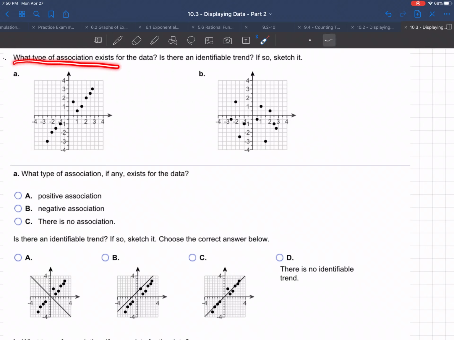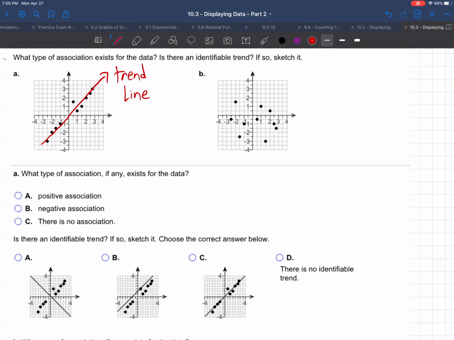What type of association exists for the data? Is there an identifiable trend? If so, sketch it. Okay, well, basically, you can see these dots here? Those dots are headed up to the right. In other words, if we wanted to put a line that kind of goes through the middle of them, we call that a trend line.